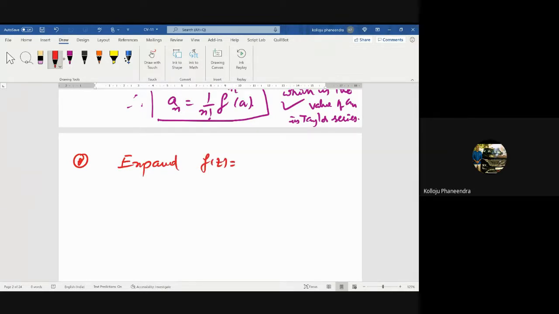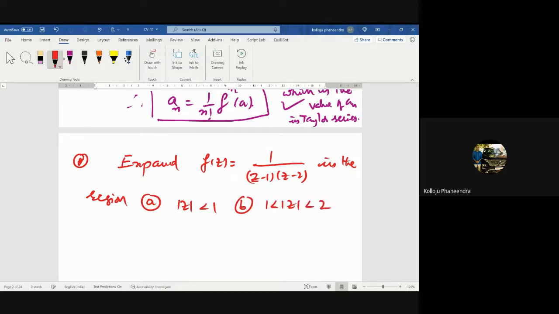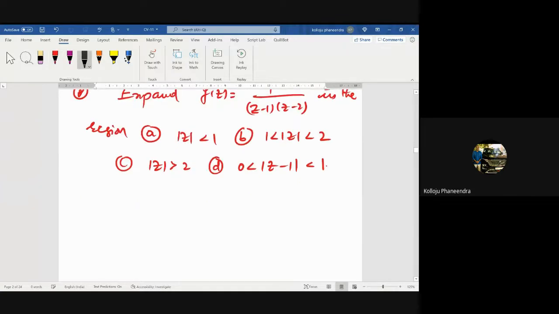f(z) equal to 1 by (z minus 1)(z minus 2) in the region: A, mod z less than 1; B, 1 less than mod z less than 2; C, mod z greater than 2; D, 0 less than mod (z minus 1) less than 1. If you understand this problem, everything will be clear when we get Taylor series and Laurent series expansion.